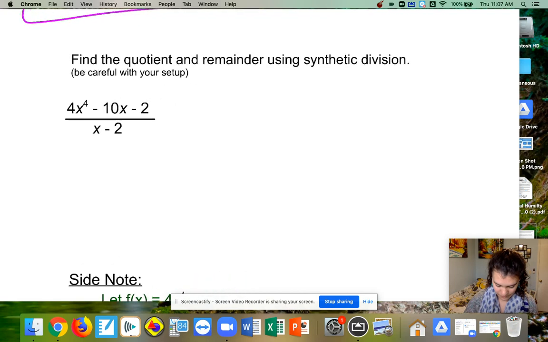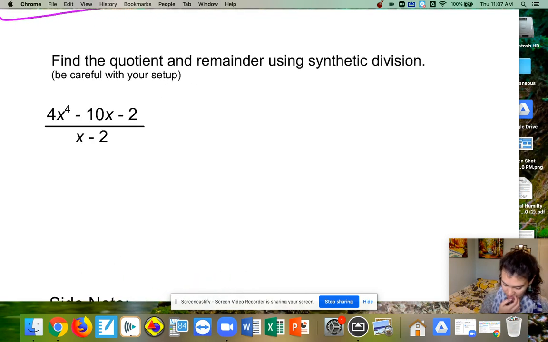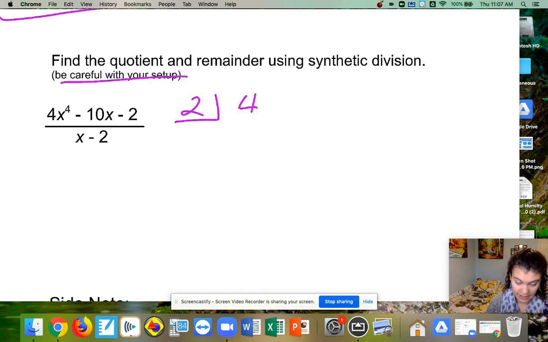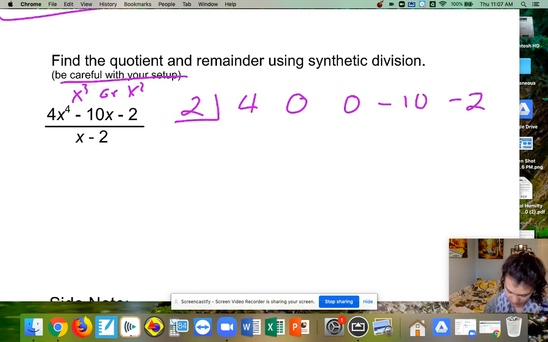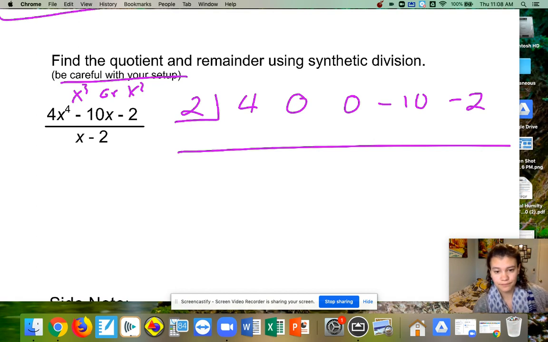Okay. So here is another one. This one we'll be a little bit more careful with. So c is 2. And then we have 4. But then here, if we look at this, be careful with the setup. We don't have an x to the third term or an x squared term, so we need to add some zeros in. So we have 0x cubed, 0x squared, and then we have the negative 10 and the negative 2. So make sure you're including those, otherwise it messes up your answer at the end.